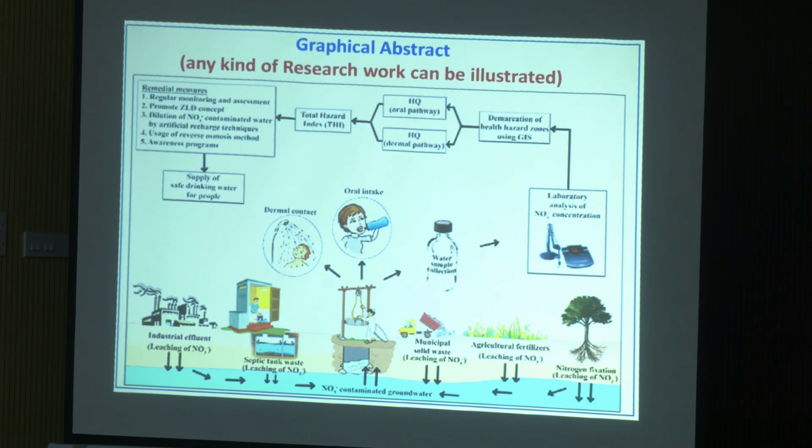So it may be an experimental study or whatever the work may be, you can start from here. What are the sources, what are the pollutions, then we are collecting samples, people are using water for bathing and drinking, then laboratory analysis, then we have calculated hazard quotients, then finally remedial measures. Everything should be there in one figure. If you know CorelDRAW, you can comfortably draw all these diagrams or figures.